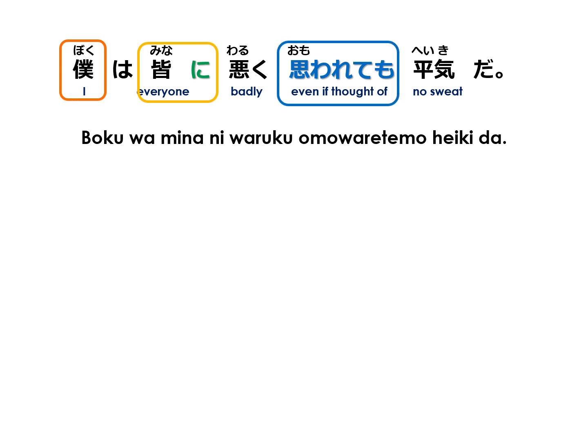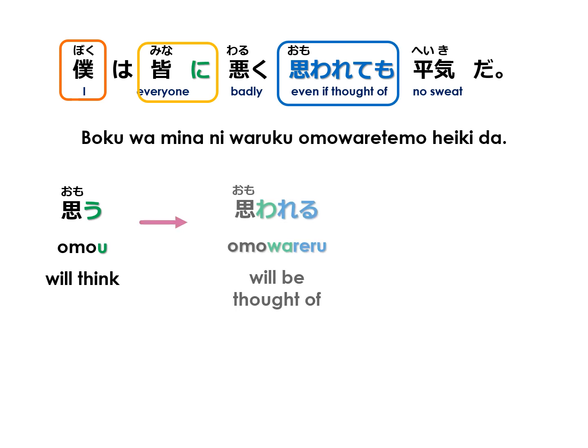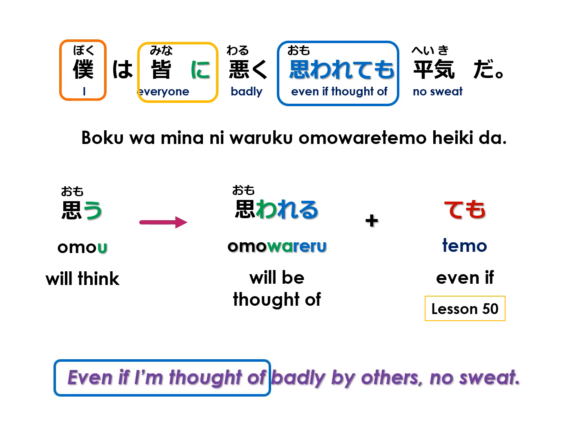The passive form verb is omowarete mo, which comes from the verb omou, to think or will think. Converted to passive, omowareru, will be thought of. And that is conjugated for even if or temo, a conjugation we learned in lesson 50. Omowaretemo, even if thought of. So the whole sentence translates to, even if I'm thought of badly by others, no sweat, I don't mind.